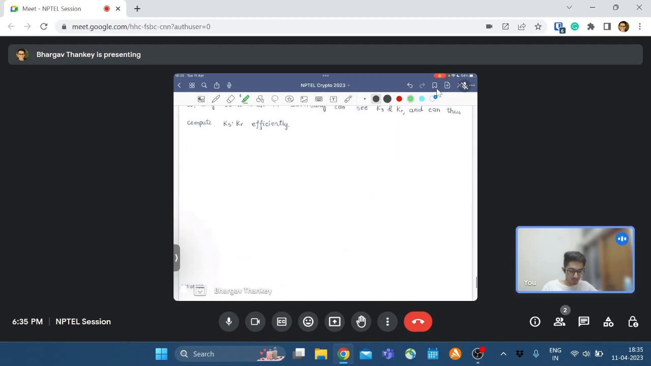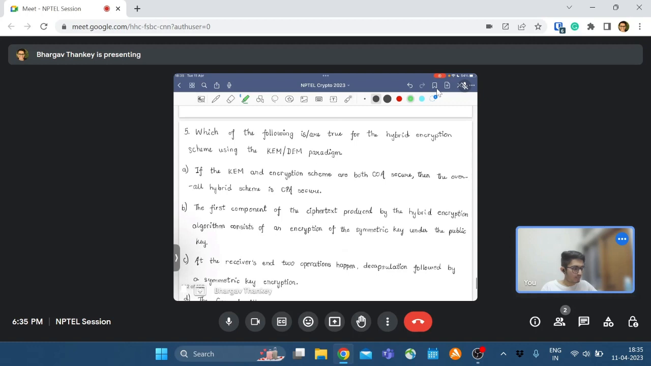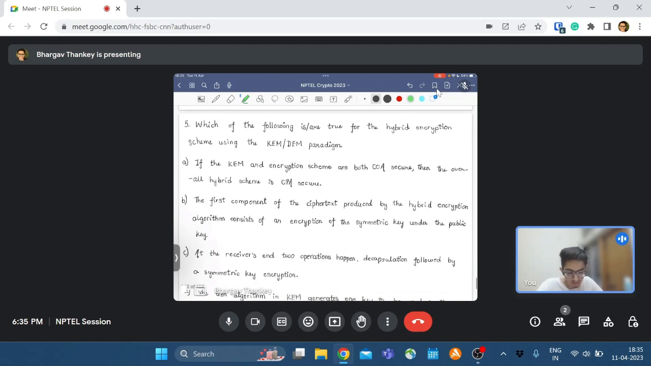Now let's look at the next problem. So in this problem, we are going to look at the hybrid encryption paradigm. The problem is which of the following is or are true for the hybrid encryption scheme using KEM-DEM paradigm, that is key exchange mechanism, data exchange mechanism paradigm. Option A is if the key exchange mechanism or KEM as well as the encryption scheme are both COA secure, then the overall hybrid scheme is CPA secure.